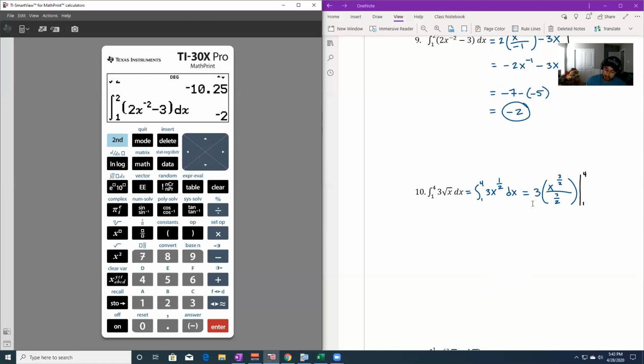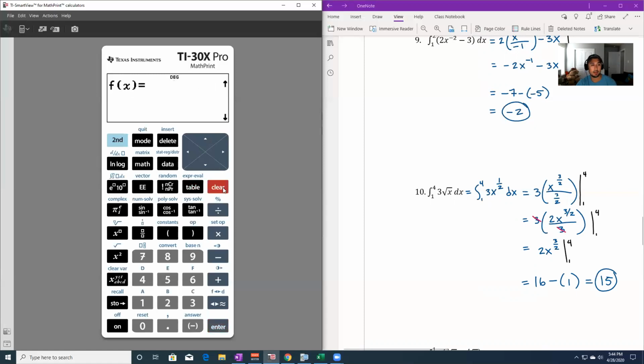Then flip, and you'll get 3 times 2x to the 3/2 over 3. Still evaluated from 1 to 4. Okay, one final cleanup. 3's cancel, and you get 2x to the 3 halves from 1 to 4. Let's see, if I type in 4, that is the square root of 4, which is 2, and 2 cubed is 8. I think I get 16 minus 1. So I think our answer is 15.